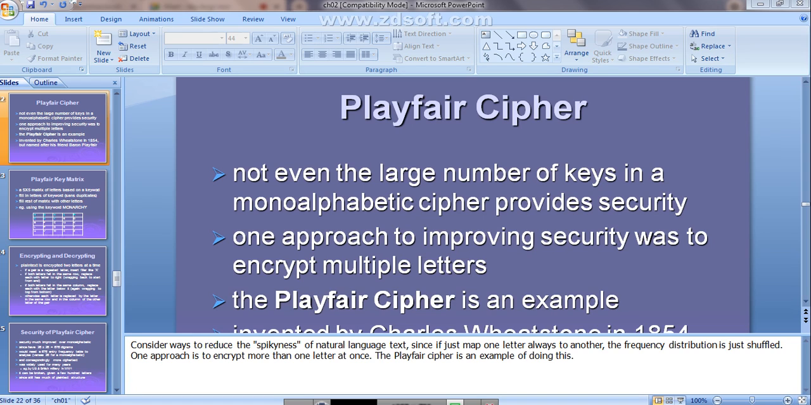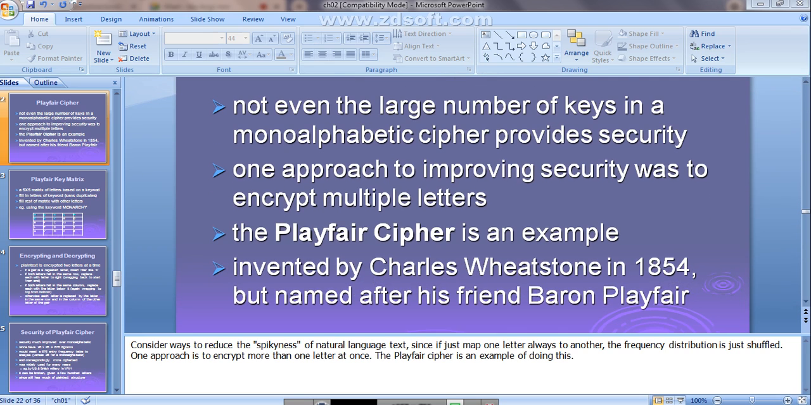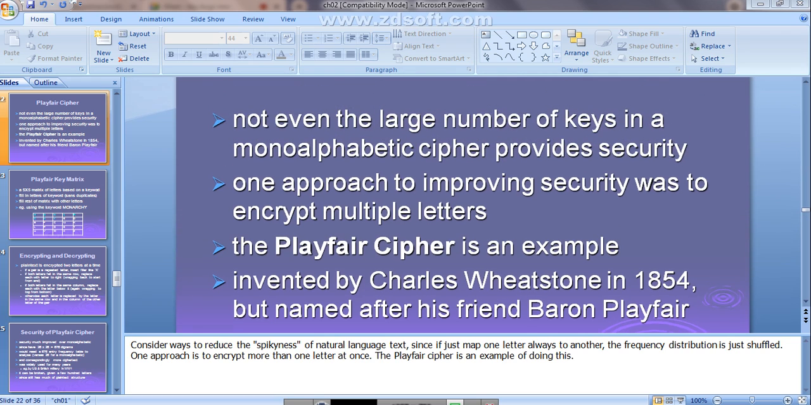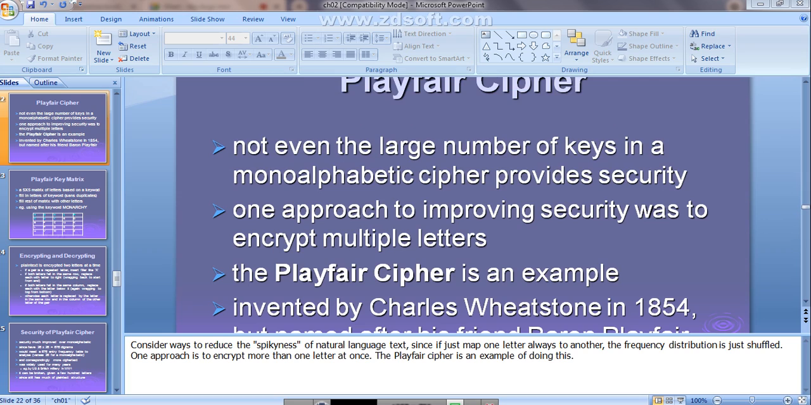So how exactly the Playfair works, that we will see. Just to go through this slide. Not only the large number of keys in a monoalphabetic cipher provides security, right? The key space becomes larger compared to the monoalphabetic cipher, so it is going to provide a higher level of security. One approach to improving security was encrypting multiple letters. Here in Playfair, what are you doing? You are replacing multiple letters at a time, so it improves the security level.